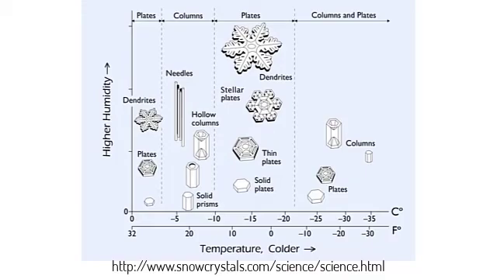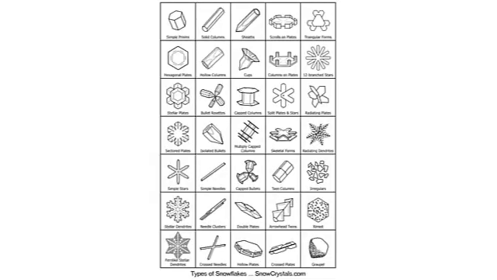But there are actually just 4 different major categories that most snowflakes fall into. And these are needles, columns, plates, and rime. But there are many more subcategories. There's a website called snowcrystals.com that has a convenient chart that lists 35 of these subcategories of snow crystals.